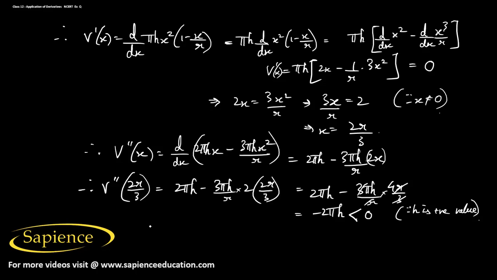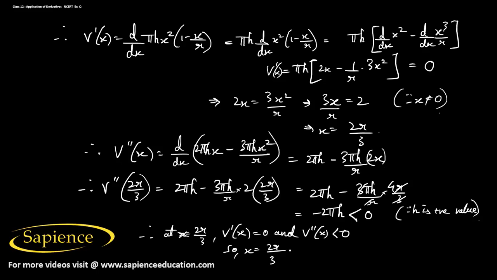So therefore, we can say that at x equals 2r by 3, v dash x is equal to 0 and v double dash x is less than 0. So therefore, x equal to 2r by 3 is a point of local maxima of the function v of x.